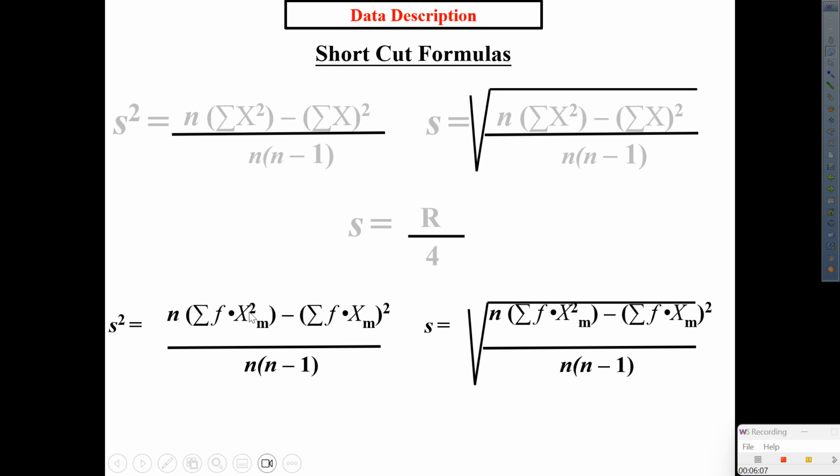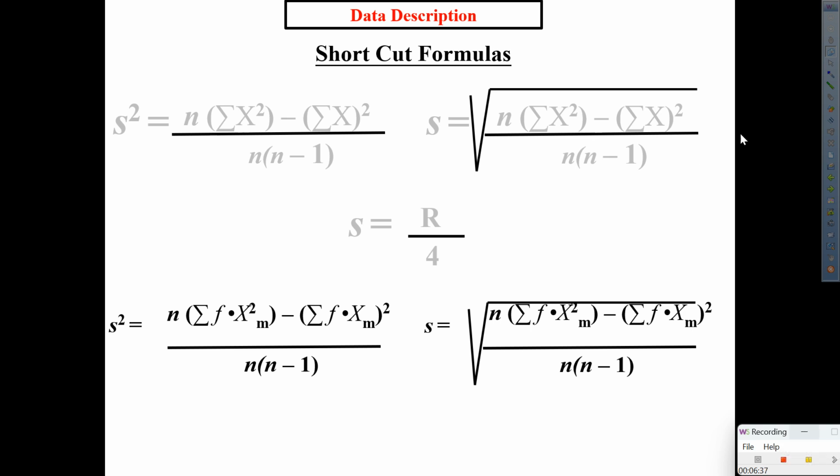Let me repeat that again. Variance and standard deviation of what? Grouped data, which means data in a table. I'll give you some time to copy that, and then we'll break it down to make sure we understand what we're looking at. Go.